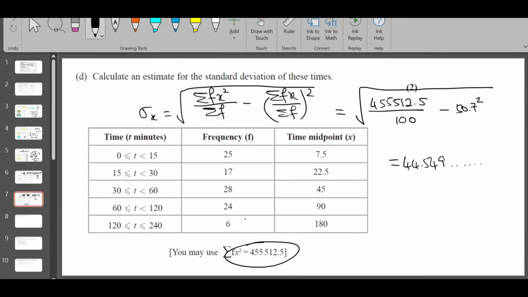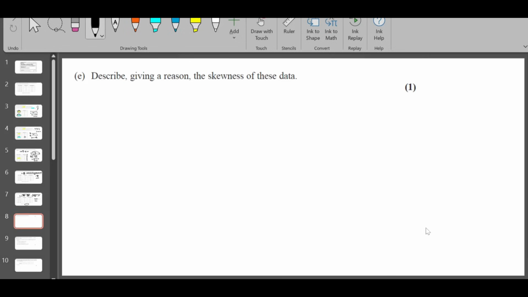44.549. You can round it to 3 significant figures or leave it as it is. 44.5 is the answer. Part E now. Describe, giving the reason, the skewness of this data.